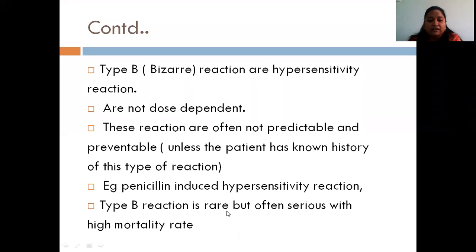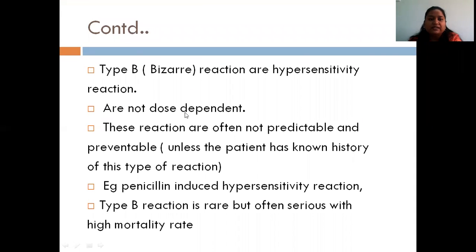So these are rare but often serious, with a high mortality rate. As you have seen, in the augmented type the mortality rate is low because it is predictable and dose dependent. If we alter the dose, increase or lower it, we can save the patient from the ADRs.